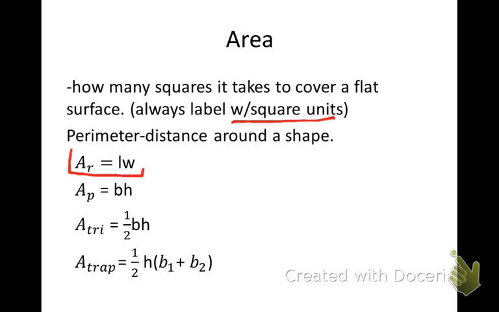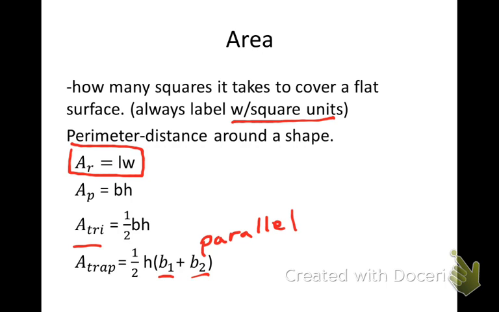I do expect you to learn this first one. Area of a rectangle is equal to length times width. The others I will give to you when we take our test, but I hope you become familiar, especially probably with the triangle one. And in a trapezoid, the bases are the sides that are parallel. So the two bases will be parallel to each other. That's going to be important to remember.